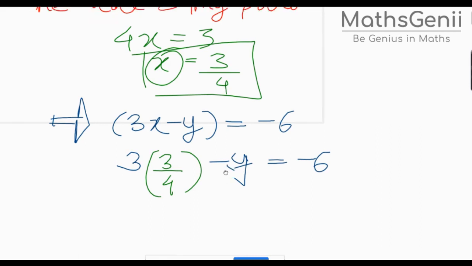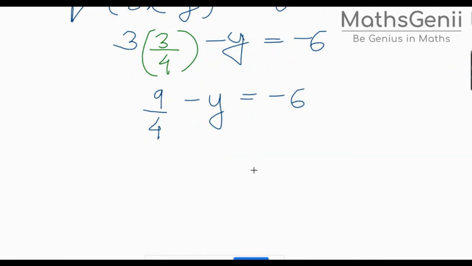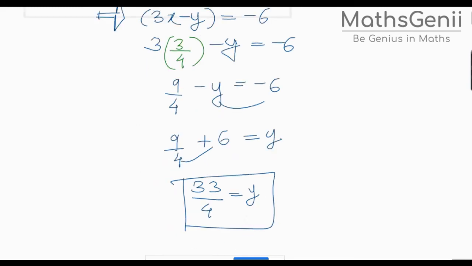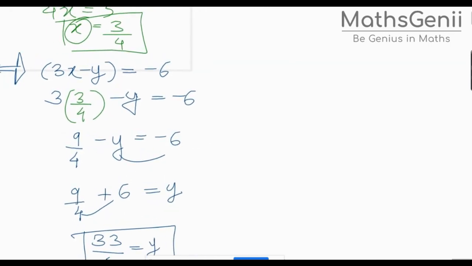Okay. Now this becomes 3 threes are 9 upon 4 minus y is equal to minus 6. Minus y goes that side, becomes plus y. Minus 6 comes this side, becomes plus 6. Now it's very simple. 6 fours are 24. 24 plus 9, 33, upon 4 is equal to y. So you have the value of x as well as the value of y. This was one of the questions that has been taken from your textbook.